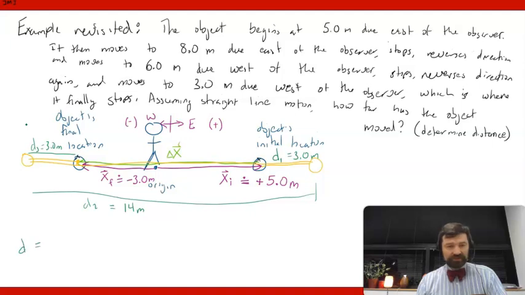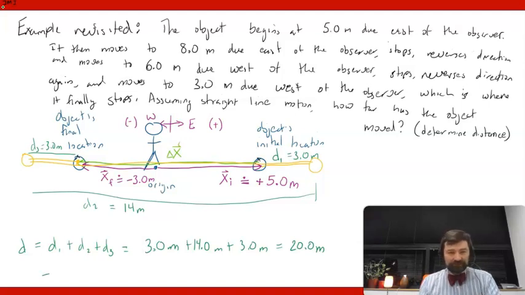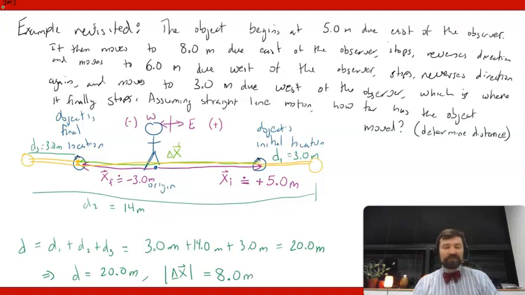And so the total distance moved is basically just the sum of all these distances added on each leg of the journey. And so you'd have 3 meters plus 14 meters plus 3 meters. That ends up being 20.0 meters. So the distance traveled, d, is 20.0 meters, but the displacement magnitude, delta x, is still only 8.0 meters.